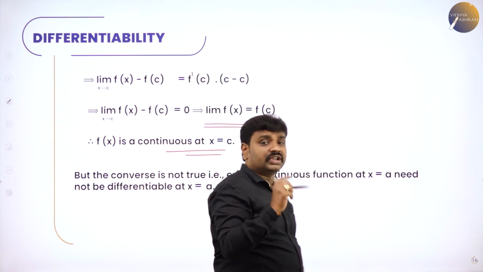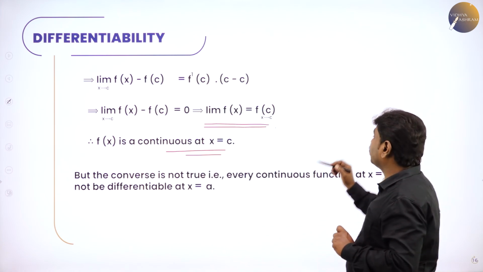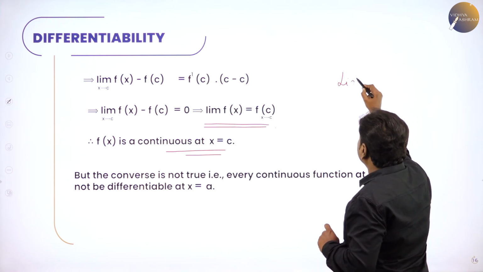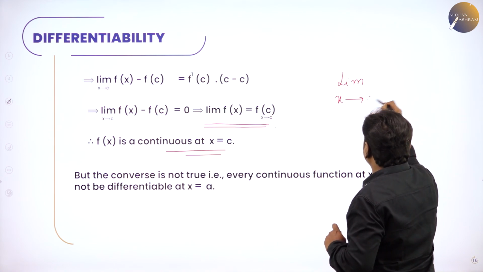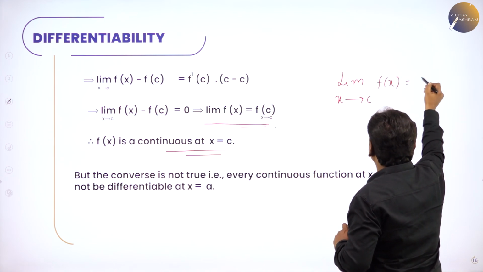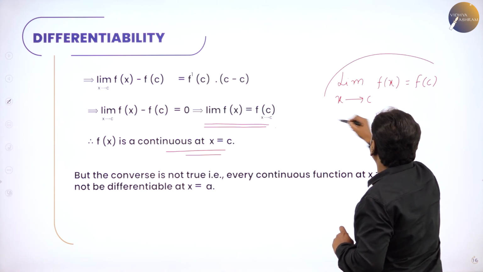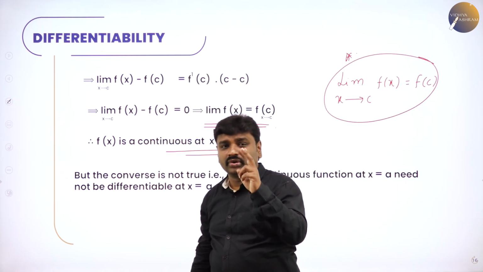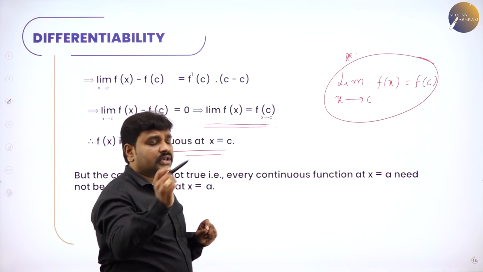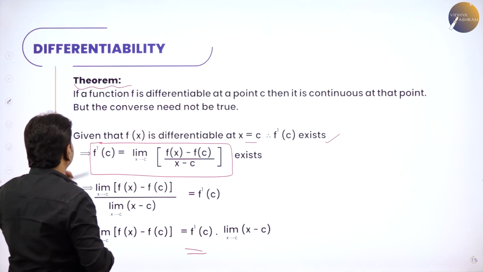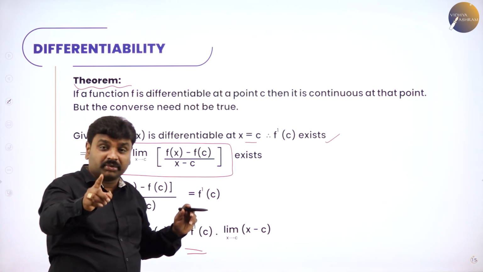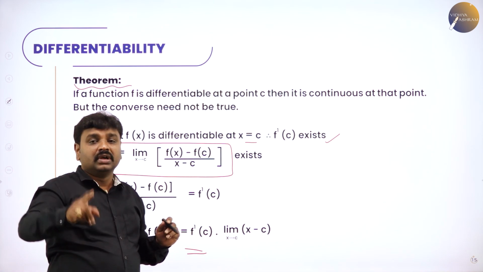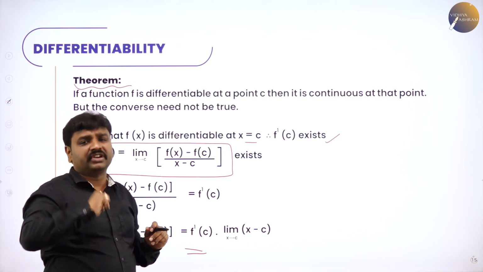And you know what continuous is. When can you say a function is continuous? In my last session I taught you, if limit x tends to c, f of x value and f of c value are both the same, then we say it is continuous. So to understand this theorem, you should know the differentiability definition and the continuity definition. They told that if a function is differentiable, it has to be continuous, and if it is continuous, it need not be differentiable.